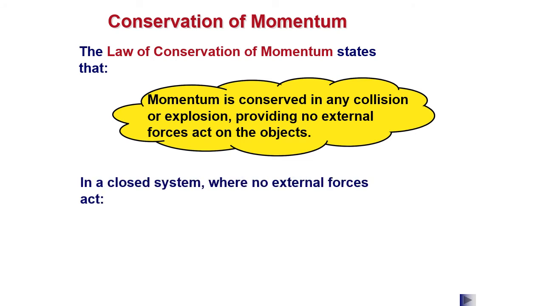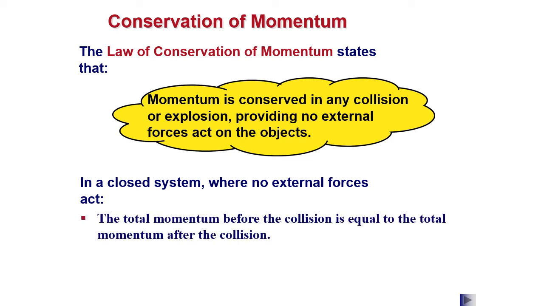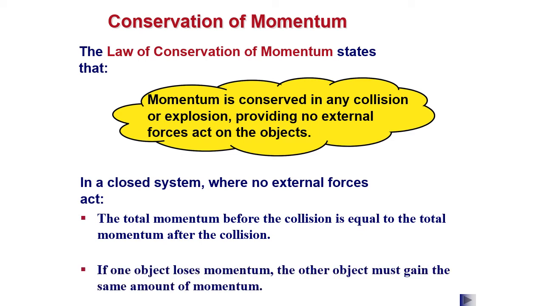In simple language, in a closed system where no external force acts, the total momentum before the collision of two objects is equal to the total momentum after the collision. So momentum before collision will be the same as the momentum after collision. If one object loses momentum, the other object must gain the same amount of momentum. In that case, the momentum remains the same.